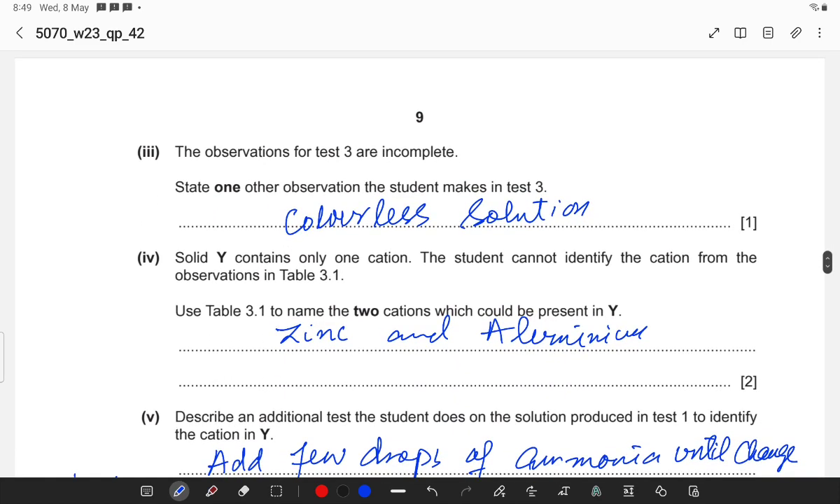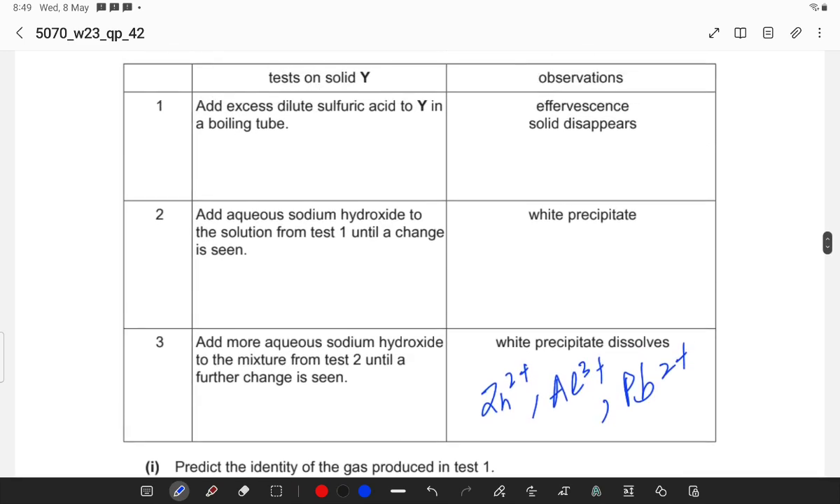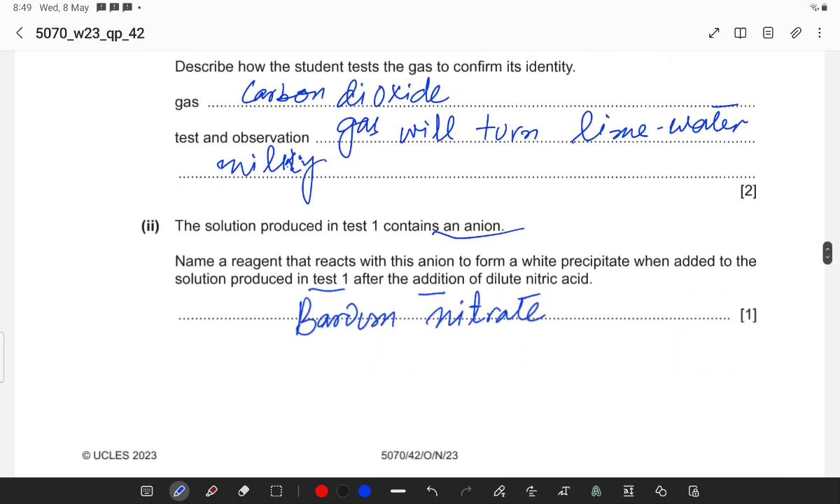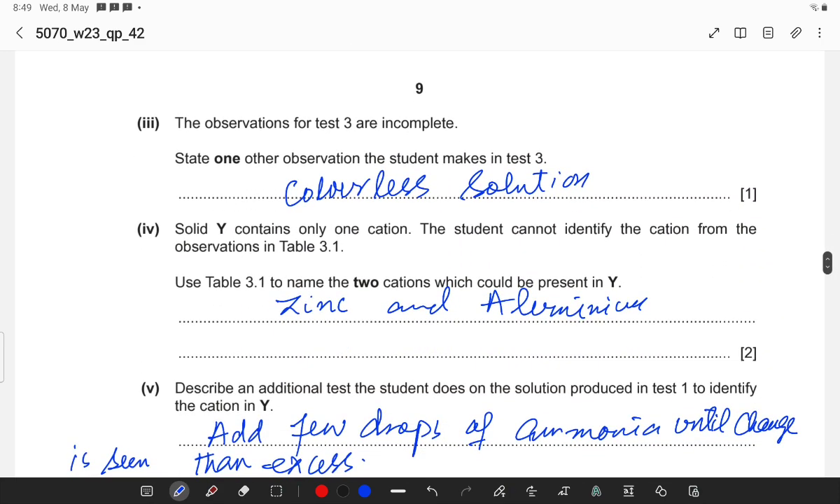The observations for test 3 are incomplete. When a precipitate dissolves, it should always be written that it dissolves to form a colourless solution. So the colourless solution is missing.